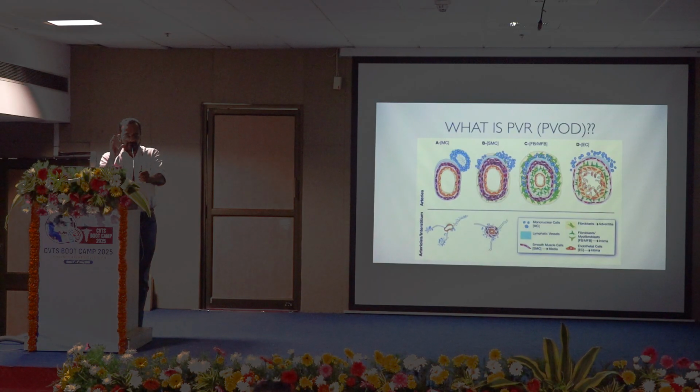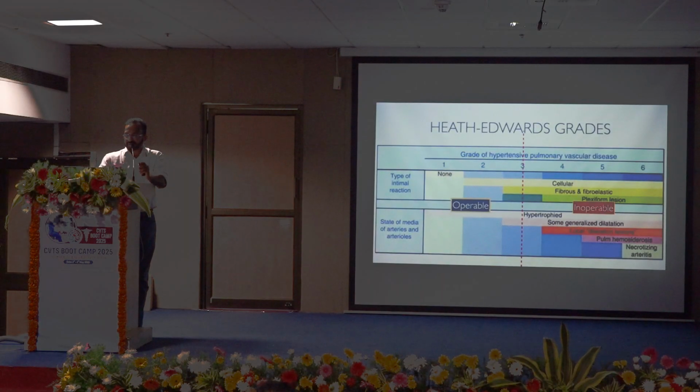And then it produces intimal hyperplasia. And then towards the end, the intima itself gets destroyed. So those are the histologic changes that happen in the pulmonary arteries in PH. So the classification is something called the Heath-Edwards classification.